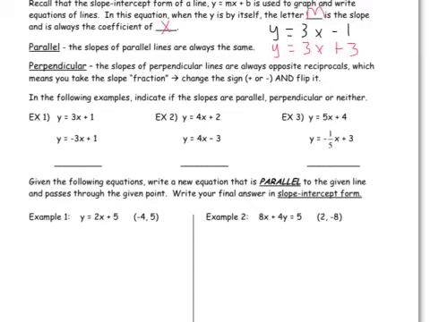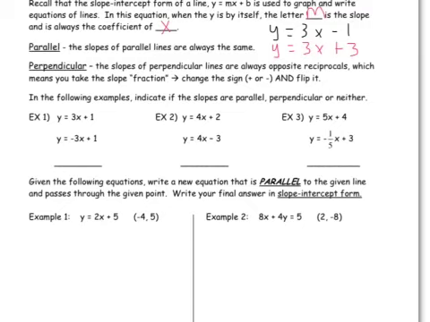Perpendicular. The slopes of perpendicular lines are always opposite reciprocals, which means you take the slope, the fraction of the slope, and you change the sign. If it was positive, it becomes negative. If it's negative, it becomes positive. And then you flip the fraction over. So here's an example of what I'm talking about.